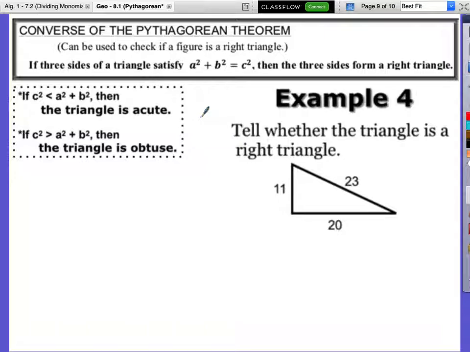So we can tell what kind of triangle we have just based upon doing this, a squared plus b squared and comparing it to c squared. We can tell what kind of triangle we have at any moment. Okay? And another thing I want us to look at with this.